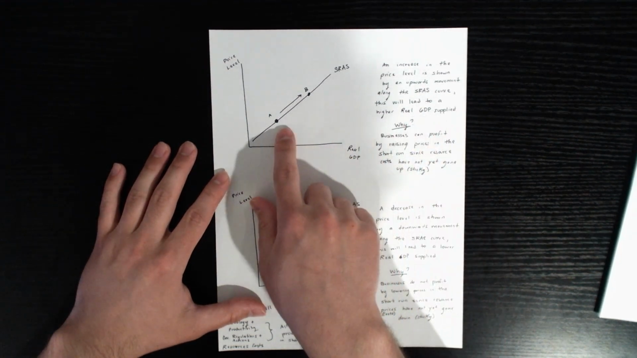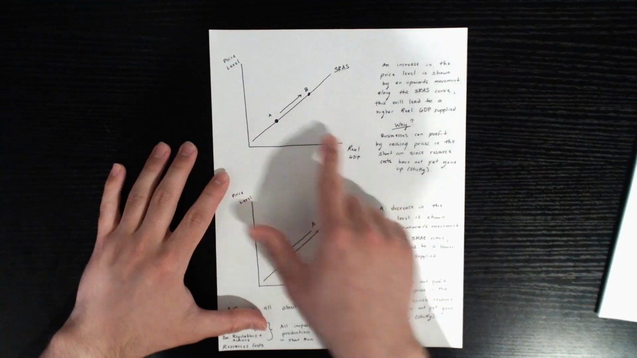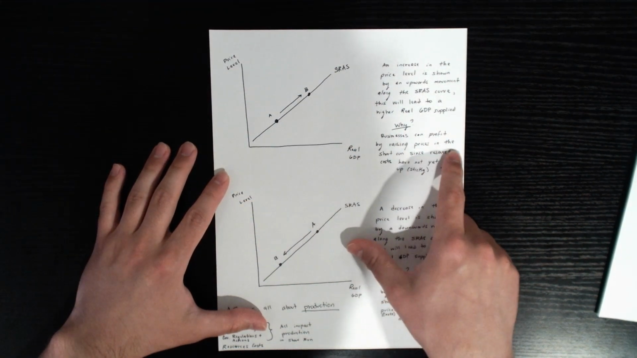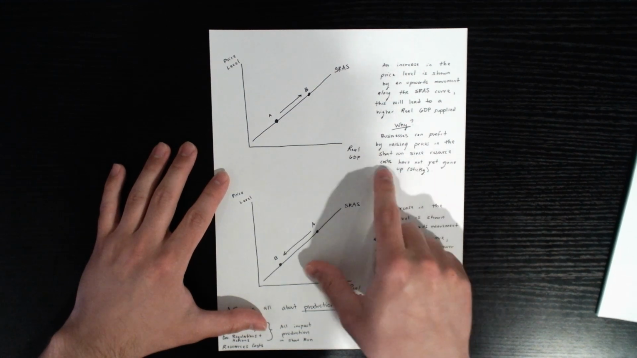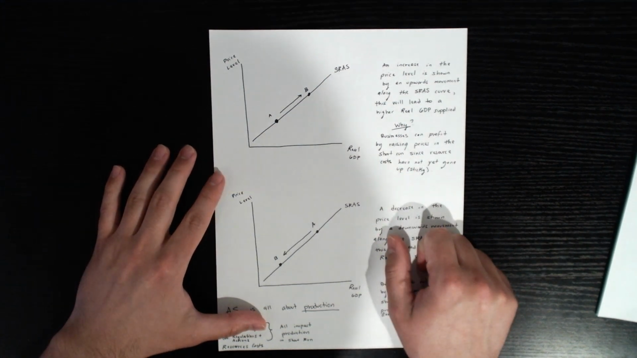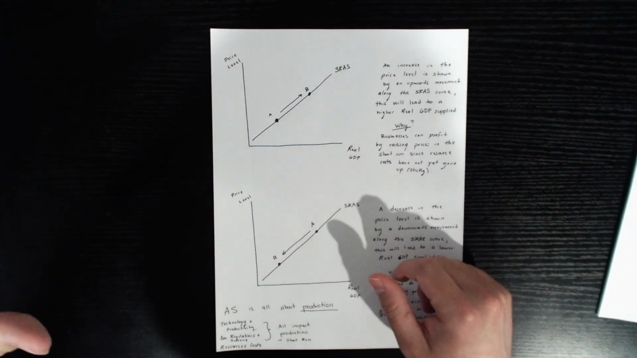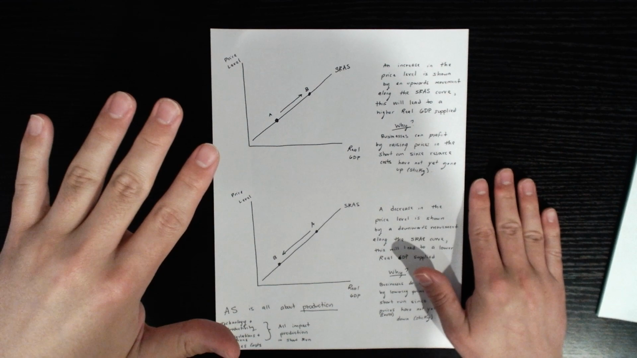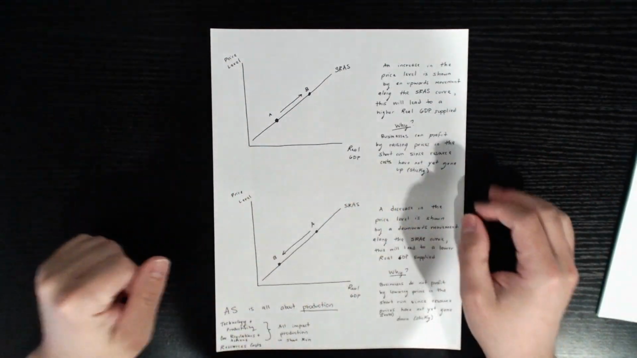This will lead to a higher real GDP supply. Why does this happen? Because businesses can profit by raising prices in the short run since resource costs have not yet gone up. So they can raise their prices, wages are still low, so the difference is their profit.